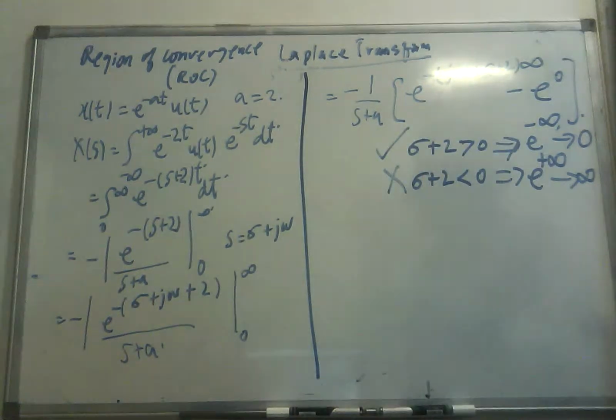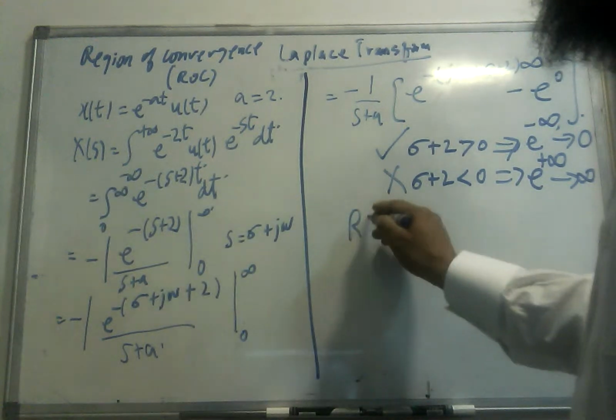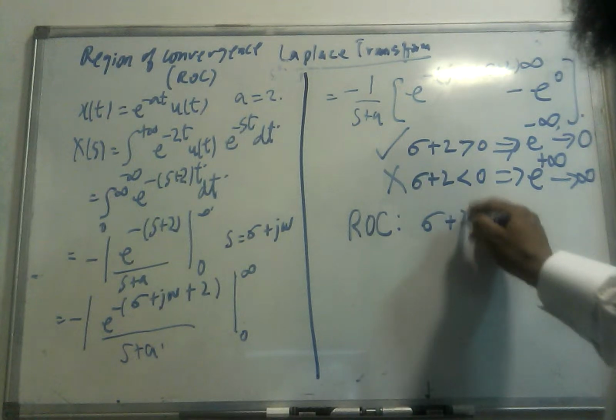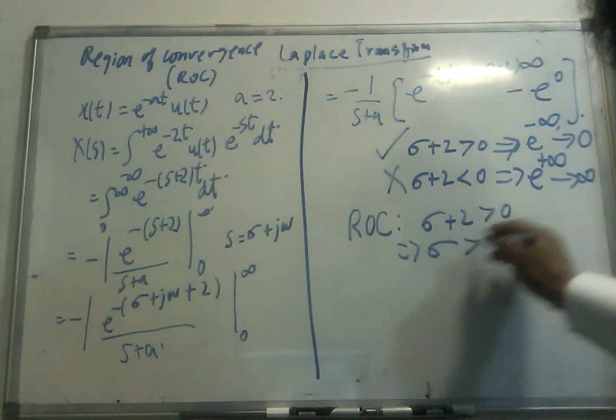This is okay. So this means that the region of convergence, this is how we define the region of convergence. The region of convergence is when sigma plus 2 is greater than 0, or sigma is greater than minus 2.